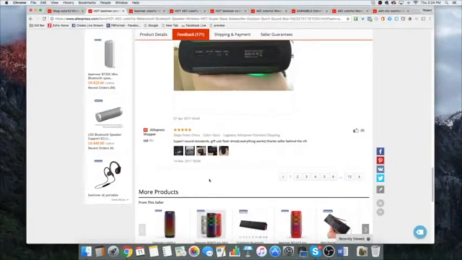That's what I would do. I would just keep going down and learn all about it. Super, sounds great. Gift USB flash drive. Everything works. Thanks seller, behind the NFC. I don't know.